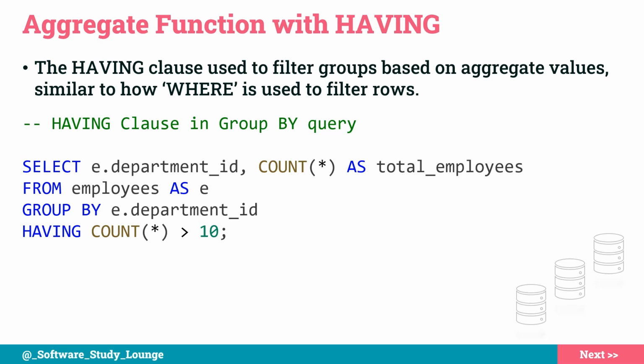Having clause is basically used to apply a condition on the group by elements. Take an example: select e.department ID, count as total employees from employees as e group by e.department ID having count greater than 10. This query returns all the departments which contain more than 10 employees.